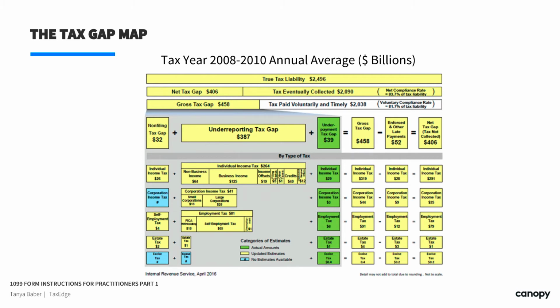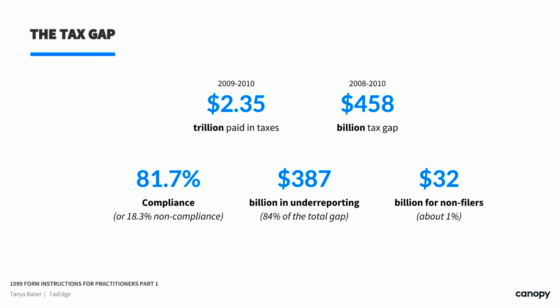Breaking this out in a slightly different way, how much money is coming in? In this statistical period, there were 2.35 trillion paid in taxes. Oh, that's great. But the tax gap, the difference between what was paid versus what should have been paid, is a pretty significantly big number, 458 billion. The nice thing is they say 81.7%, a very big majority of the population, is in compliance. They're doing what they're supposed to. They're reporting what they're supposed to.